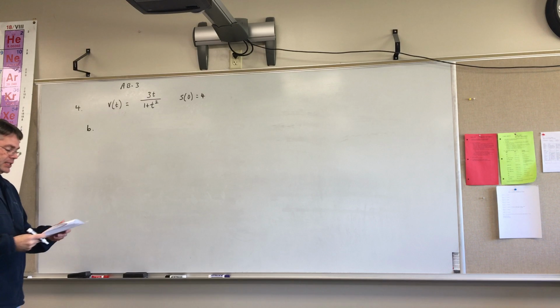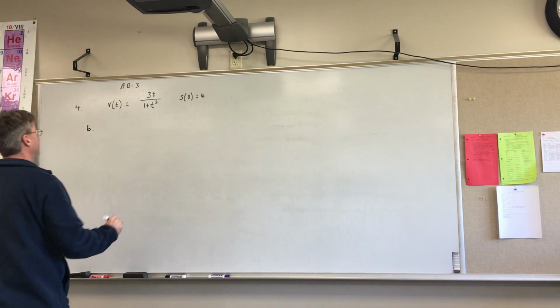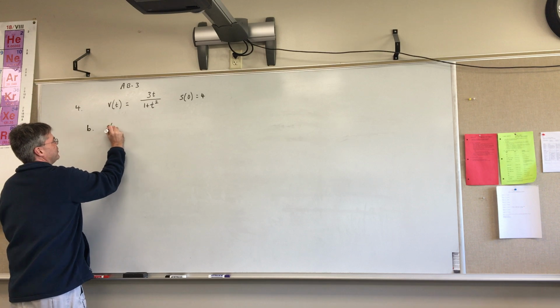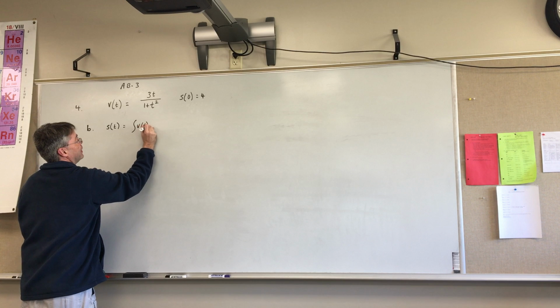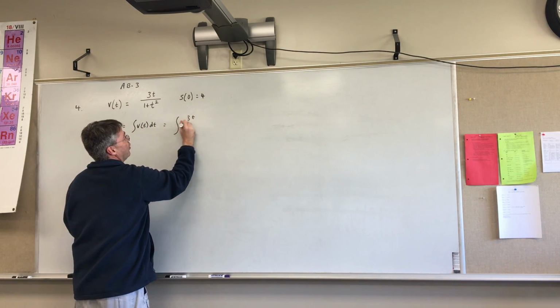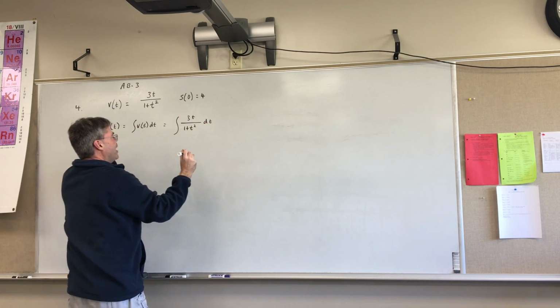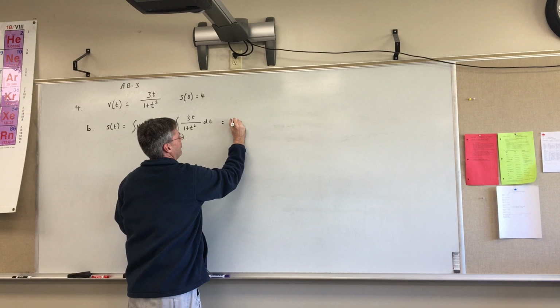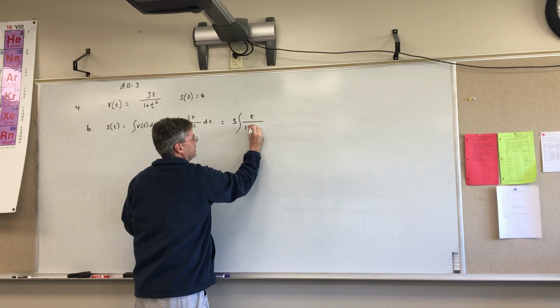Okay, part B says determine the position of the particle at any time t. So to get position, s of t, we have to integrate velocity. So we're going to have to integrate this function, 3t over 1 plus t squared dt. I'm going to bring that 3 out front. That'll make it a little easier.